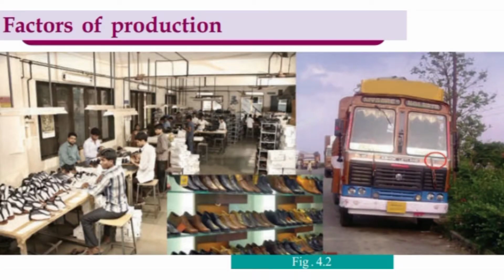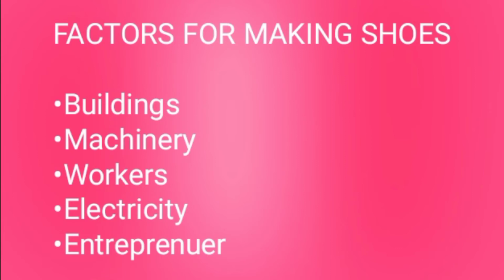And each and every production process is completed only with the involvement of some factors. And such factors are called the factors of production. So, factors of production. Look at this picture. We can see a picture of a shoe factory. Here are some workers mending the shoes and making the shoes. And a vehicle is also used to carry the made goods, isn't it? So, the factors involved in producing the shoe are buildings, machinery, workers, electricity and entrepreneur.